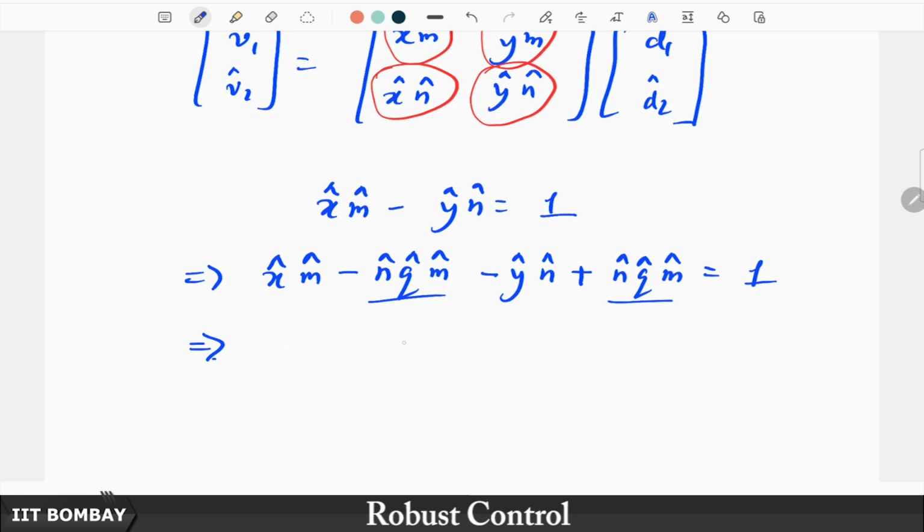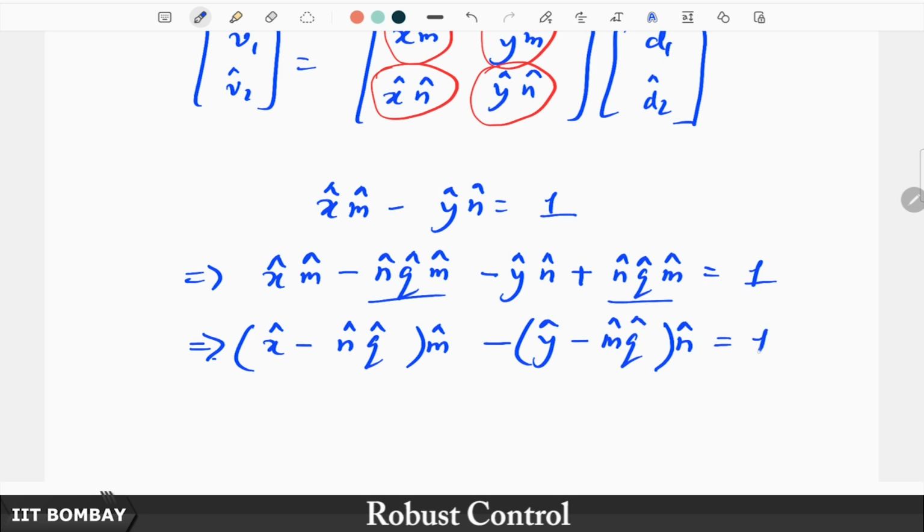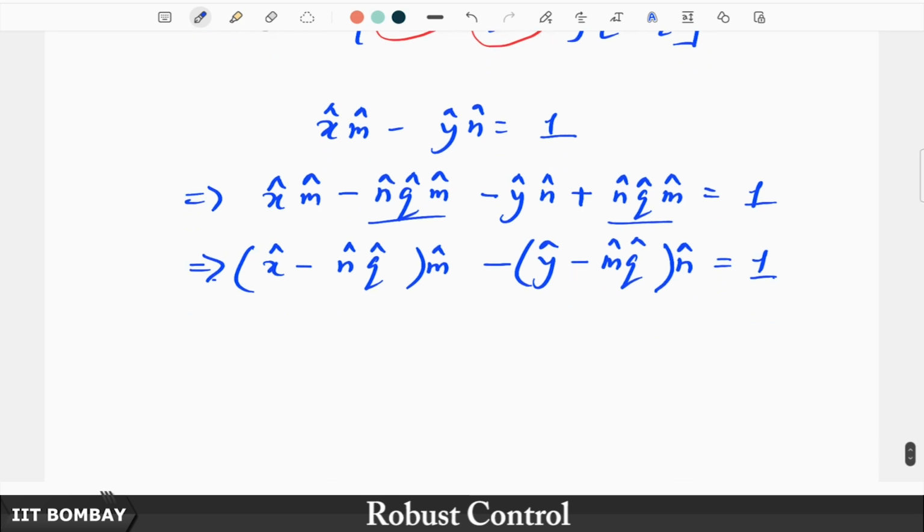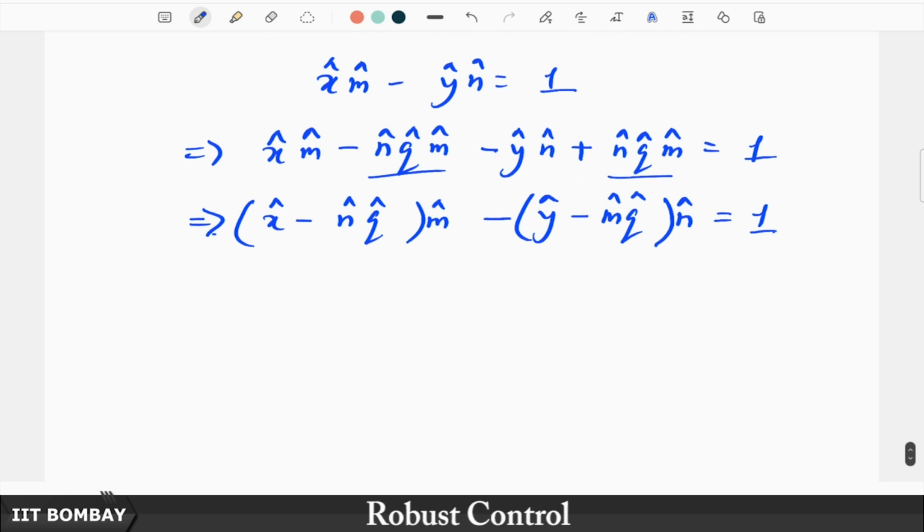Now, if I take m hat common out of this, what am I left with? I am left with x hat minus n hat q hat, and from this latter, well, if I take n hat common, so I can flip around the positions of n and m here because of course it is scalar multiplication. Then I get y hat minus q hat m hat, or m hat q hat, and it is still going to be equal to unity. But look, what am I deriving out of this?